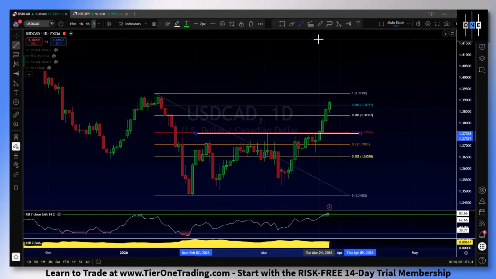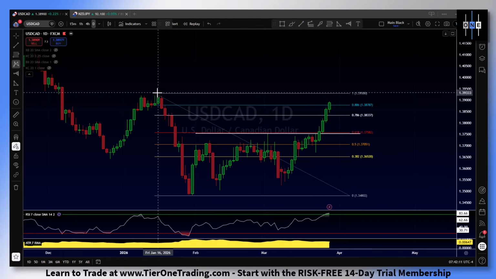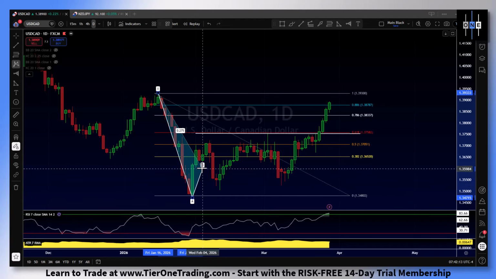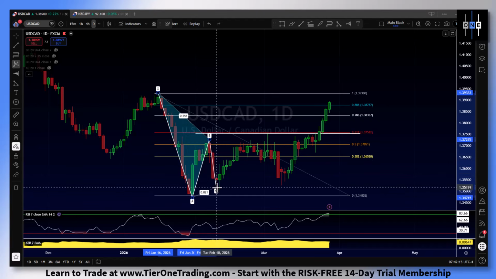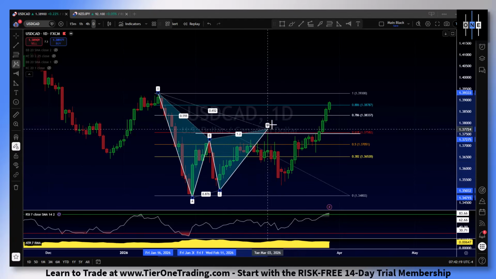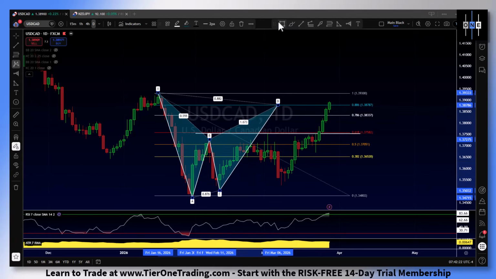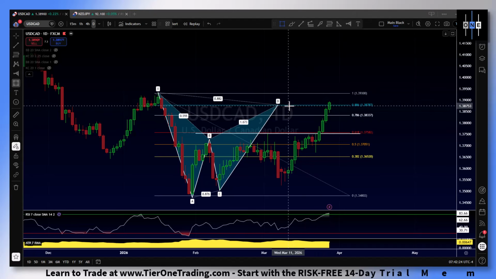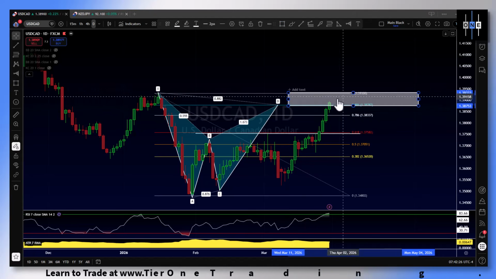But real quick, we have two things here. We do have the advanced pattern formation that is completed. This is going to be a bat pattern, so an X to A, an A to B right here, a B to C. We consolidated a little bit, but we never violated any bit of the pattern, and a D completion right at our 886, with the zone going from our 886 to our X leg.